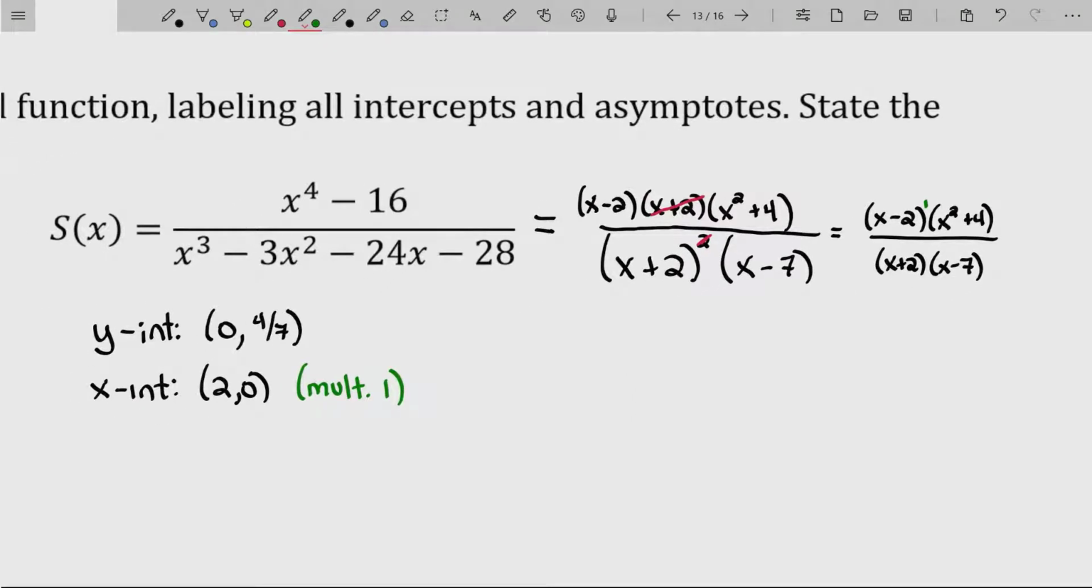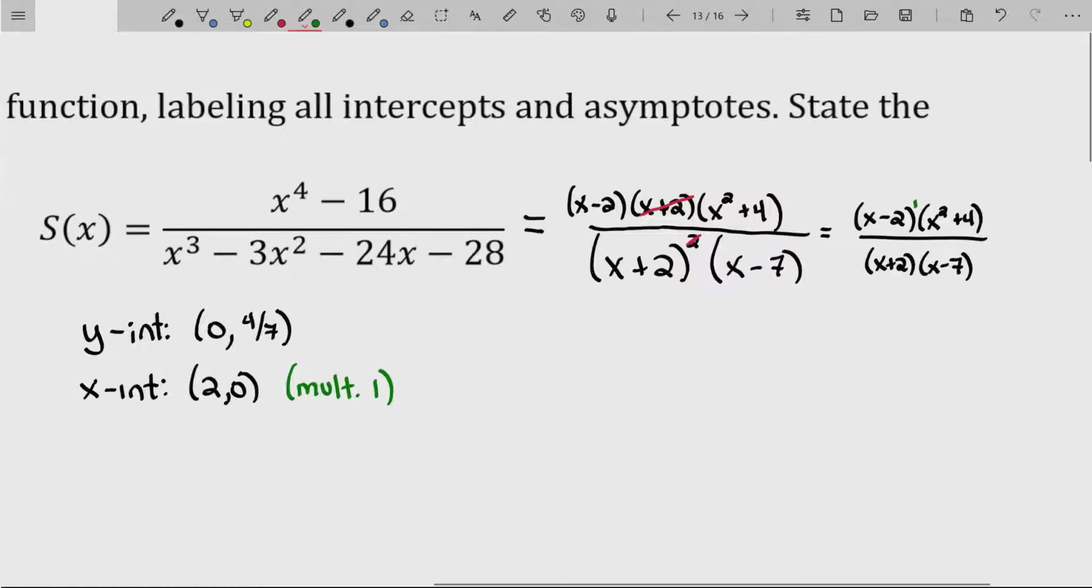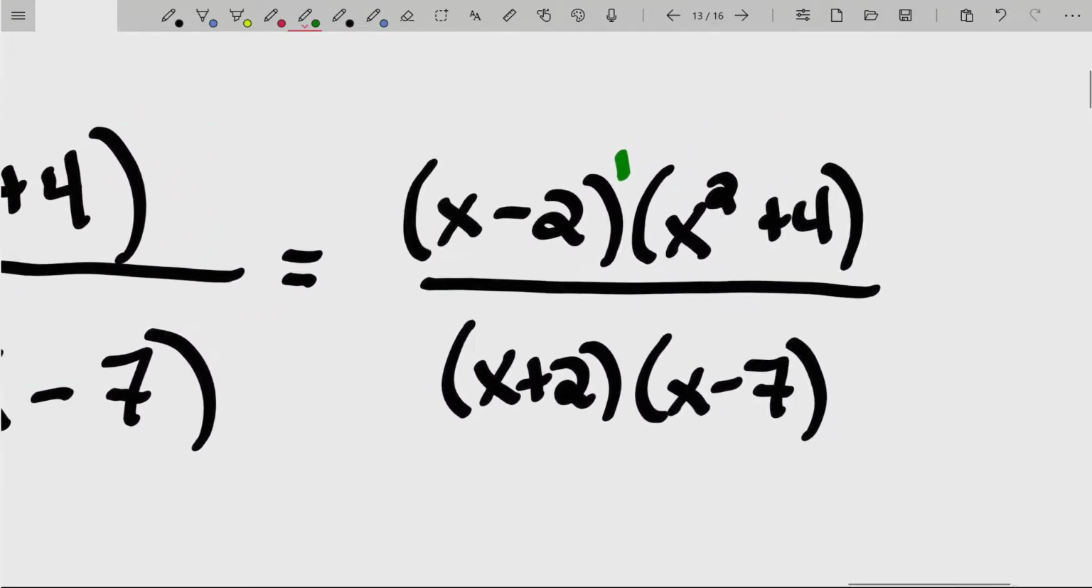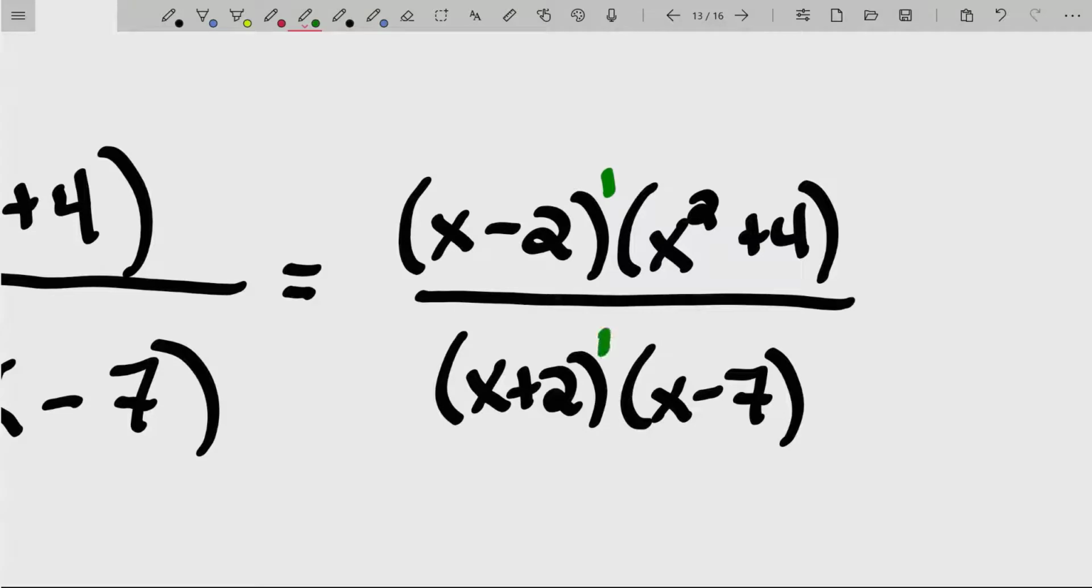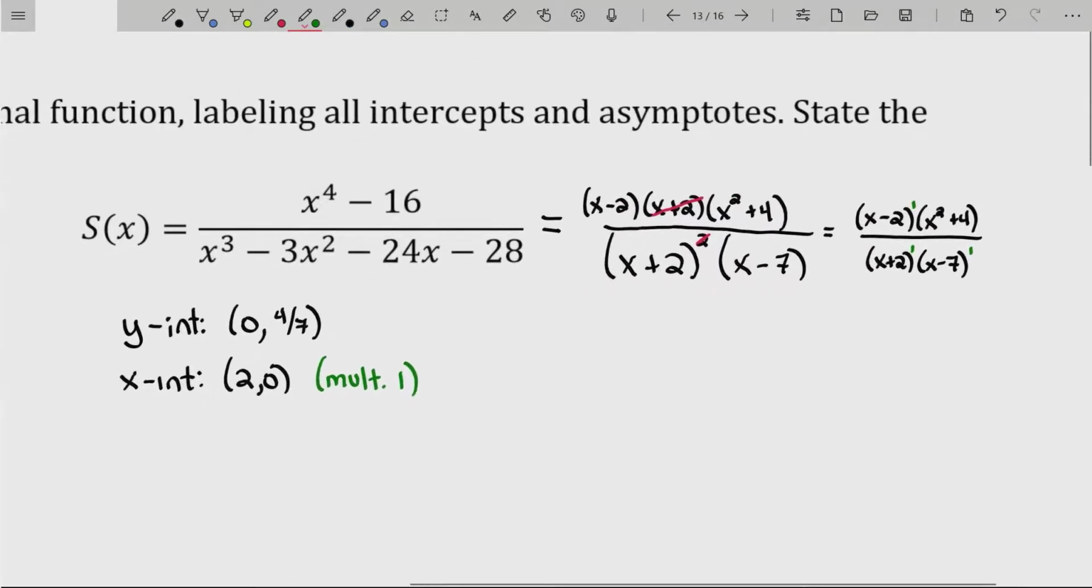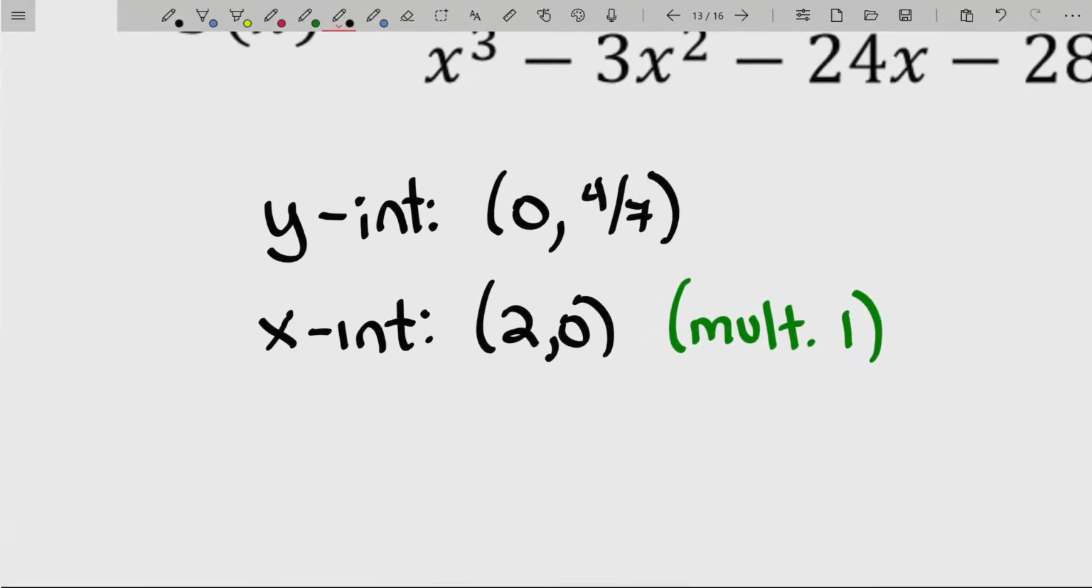So we have a single x-intercept, kind of like before actually, but just a cleaner one. As far as the asymptotes go, remember, you can find the vertical asymptotes once you've simplified your rational function. Notice here, the powers are both odd on these vertical asymptotes. So as far as vertical asymptotes go, x equals -2 and x equals +7.